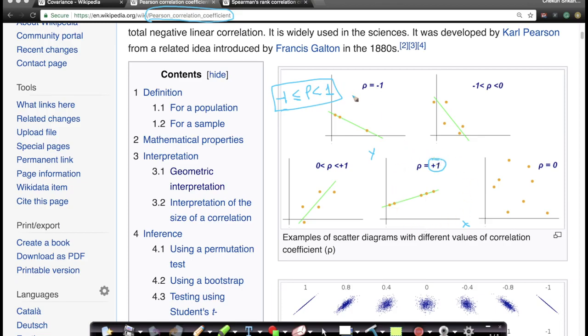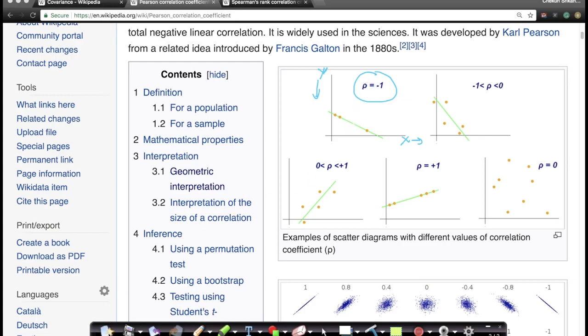That is the case where as x increases, y also increases. In this case, on the other hand, as x increases, your y is reducing, again very perfectly, everything falling on a straight line. Then your rho is going to be -1, right?